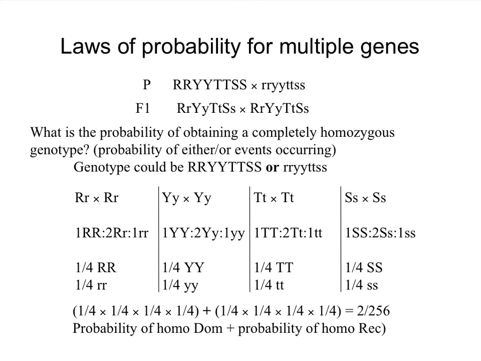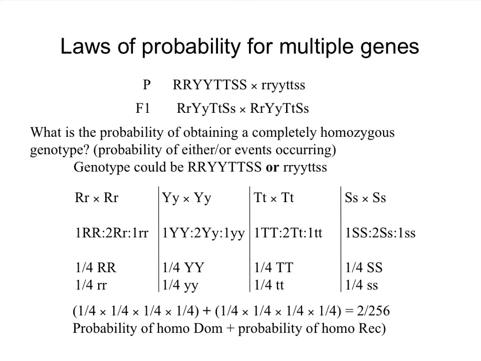So what is the probability of obtaining a completely homozygous genotype? Probability of either events, one or the other occurring, right? So you have these. This is being crossed with this, which gives you these two. And it looks like everything's heterozygous. And what's the probability of obtaining a completely homozygous genotype? Probability of either or events occurring. The genotype could be this or this, because it says homozygous. There's 2 possibilities, homozygous dominant or homozygous recessive. So the probability of getting homozygous recessive here is 1/4, 1/4, 1/4, 1/4, and homozygous dominant is 1/4 each.